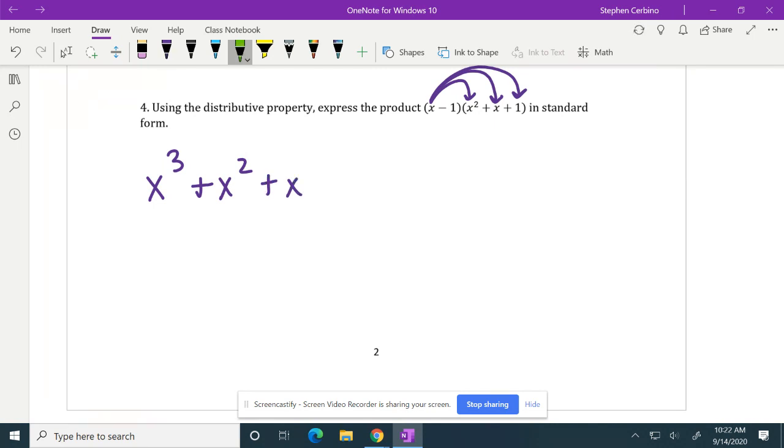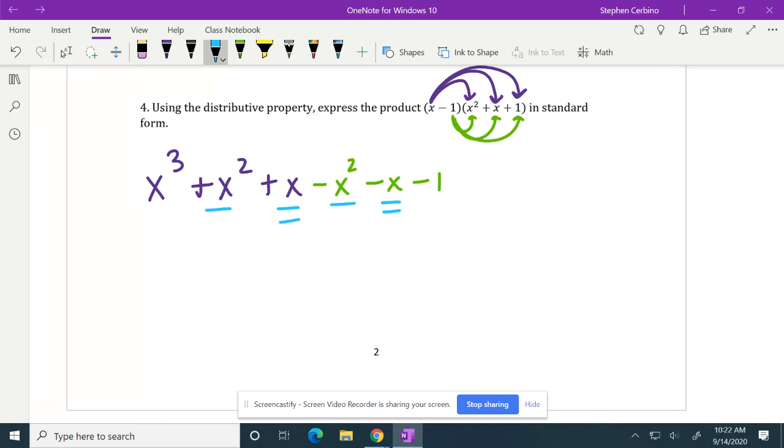Then I'm going to take the second part of that first polynomial, and I'm going to distribute that to everything. So what I'm getting here that's going to come out in green is my multiplication of -1 times x squared, -1 times x, and -1 times 1. And then we have to look for like terms. We have a like term. We have a like term. So we want to combine up our like terms that we have here.